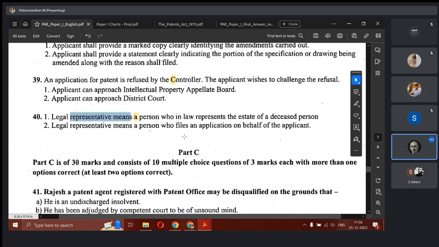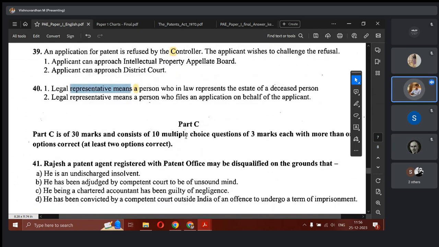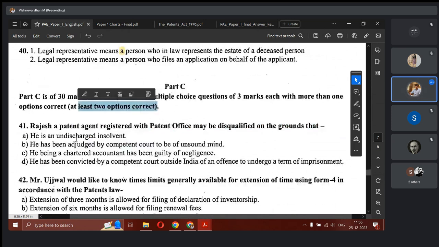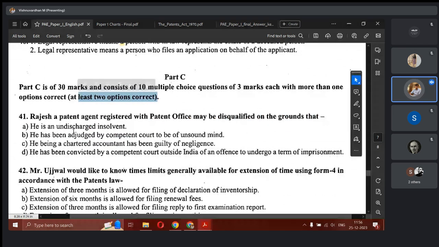Sure. Cool. So we only have 10 more questions. I think we can wind up in another 15 minutes. So part C. Let's go slow, it's a little complex here. Part C is 30 marks and 10 MCQs of 3 marks each. This is a little complicated because at least 2 options are correct. So at least 2 means 2 have to be right. You can't mark just one, and you can't leave all blank either.